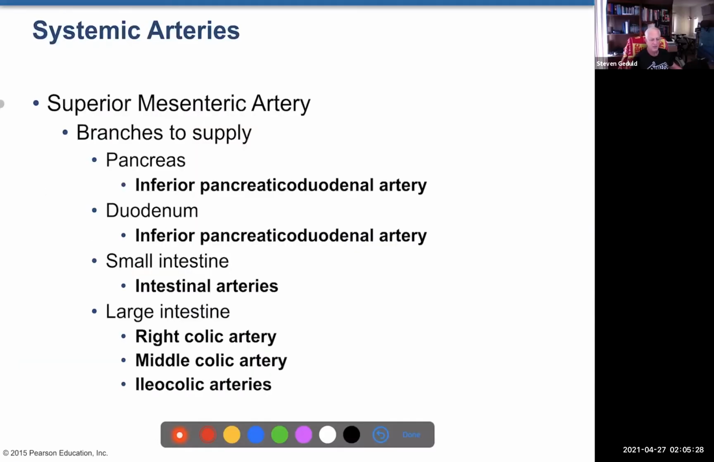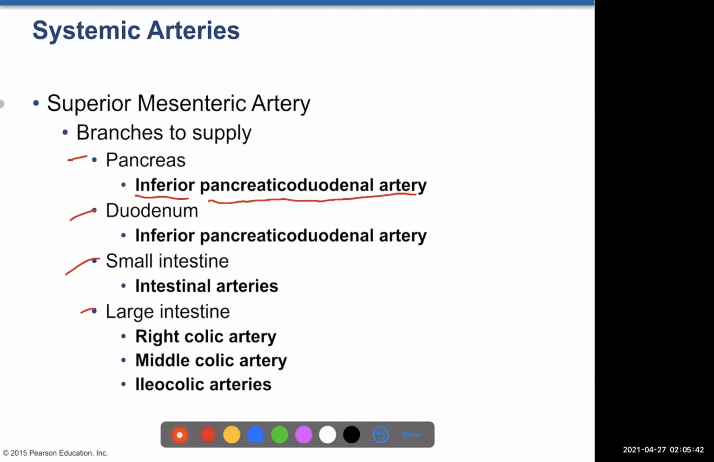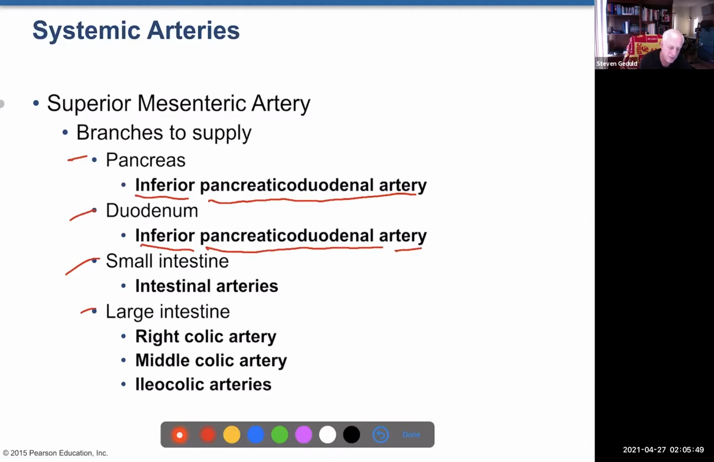Your superior mesenteric artery branches to supply the pancreas, the duodenum, small intestine, and the large intestine. When it branches to the pancreas and the duodenum, it gives the inferior pancreaticoduodenal arteries. So both these go to the pancreas and to the duodenum. The small intestine gives you intestinal arteries, multiple arteries here. Small intestine is where most of your absorption of food occurs, so it has a huge blood supply because you have to carry those nutrients into the body. The intestinal arteries are a large branching off of that mesenteric artery. The large intestine has the right colic artery, the middle colic artery, and the ileocolic arteries.